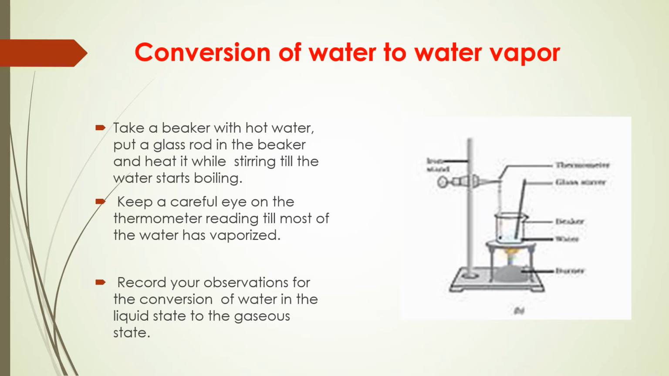Conversion of water to water vapor. Let's study it. Set up the apparatus as shown in the adjoining figure. Take the beaker with hot water, put a glass rod in the beaker and heat it while stirring till water starts boiling. Keep a careful eye on the thermometer reading till most of the water has vaporized. Record your observations for the conversion of water from liquid state to gas state.